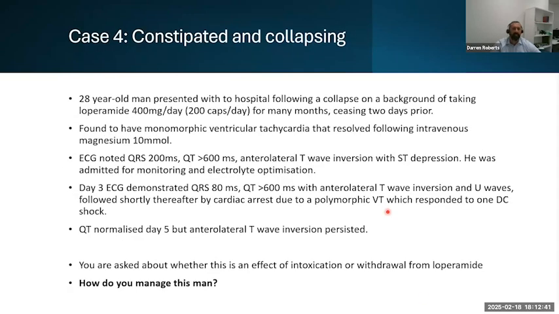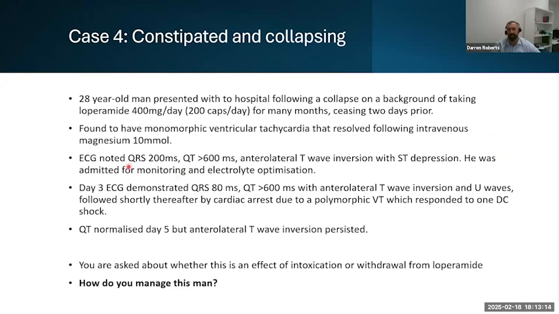And the fourth case is about a 28-year-old man who presents to hospital after collapsing, and he's got a background history of taking loperamide. And so loperamide, as you know, one of the brand names is Imodium, 400 milligrams a day, so 200 capsules. So he goes to a bit of effort to shop around the place to find these capsules. He's been doing this for months, but he actually hasn't had any for the last 2 days. So he was found in the ED to have a monomorphic ventricular tachycardia. He's given some magnesium and it all seemed to get better.